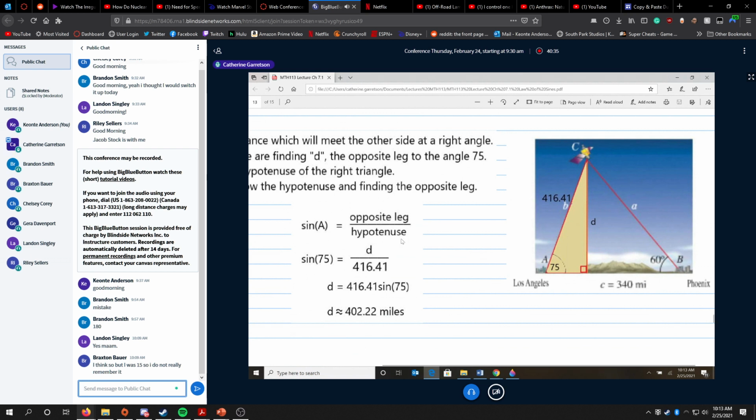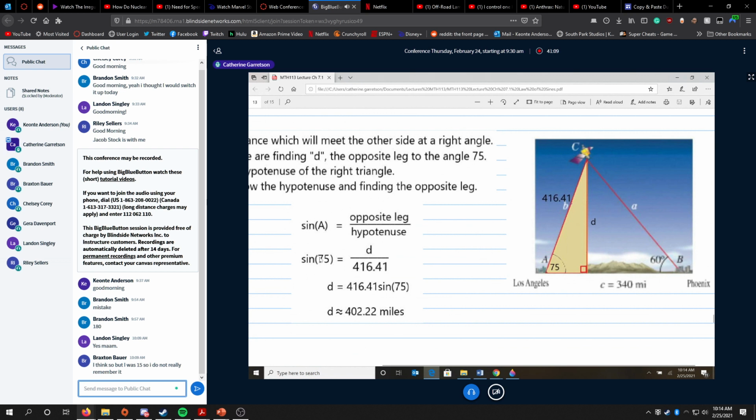Now, why do we use opposite and hypotenuse? Well, I've got this angle I know, which is 75, and this leg over here is D, it's opposite. B is the hypotenuse. So we're going to say opposite over hypotenuse. Here we have our right triangle ratio. And now we solve for D.